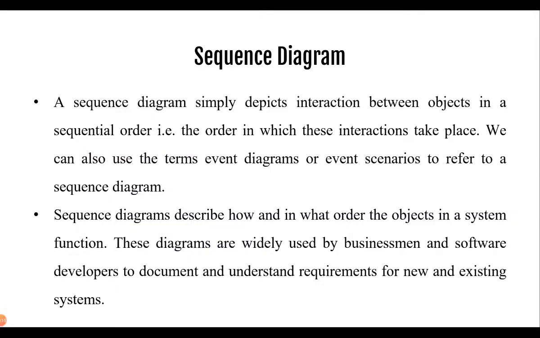So sequence diagram simply depicts interaction between objects in a sequential order, that is, the order in which these interactions take place. We can also use the terms event diagrams or event scenarios to refer to a sequence diagram. They also describe how and in what order the objects in a system function. These diagrams are widely used by businessmen and software developers to document and understand requirements for new and existing systems.